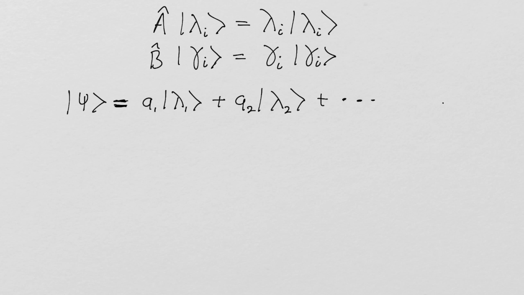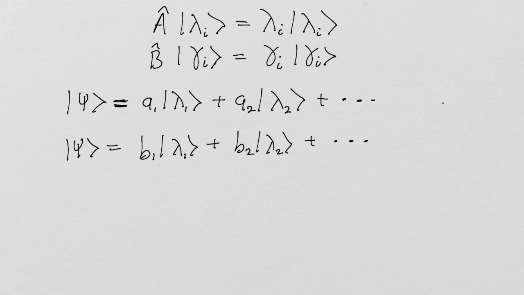So great. I could also say, no, I'm going to take a measurement of B. I cast the same ket in terms of a different basis. I kind of screwed this up. This should be gamma 1 and gamma 2. And now the possible outcomes are gamma 1 or gamma 2 or gamma 3 or gamma n, whereas the possible outcomes were lambda 1, lambda 2, etc.